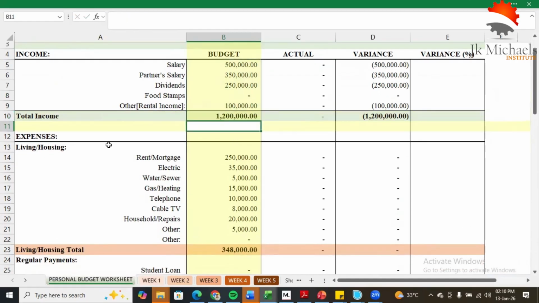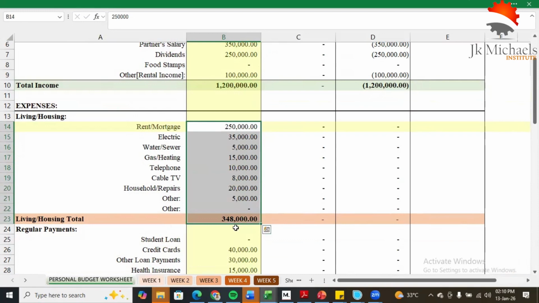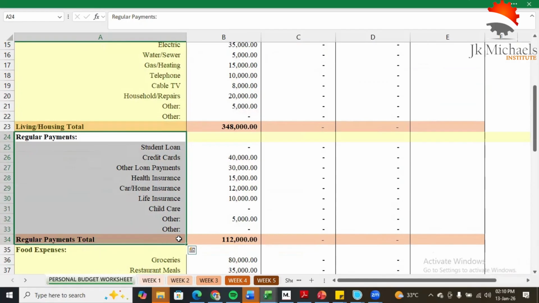Good. Now, I'll look at our expense category. We have about 6 or 7 expense categories. Look at housing and living. We have rent, mortgage, electricity, water, sewer, right? And other kinds of utilities around the house. When we sum them, it comes to 348,000. We have things like regular payments, and look at the total, 112,000. Student loans, credit cards, other loan payments, health insurance, car, home insurance, life insurance, childcare. These are regular payments we must make.